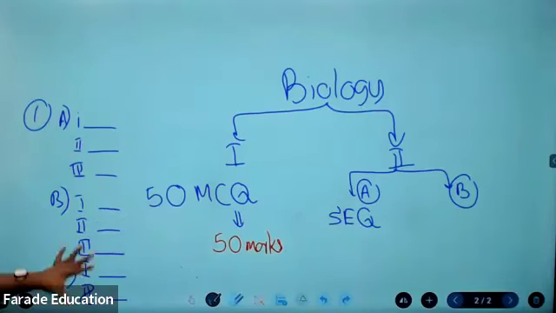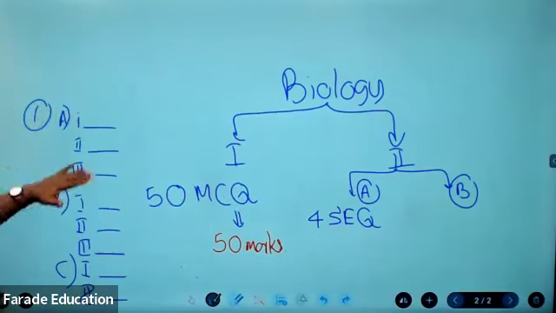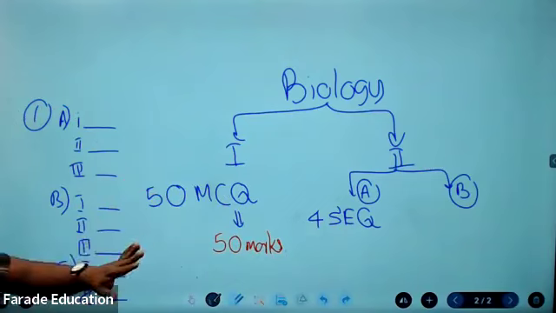So in the SEQ paper, you get 4 structured essay questions. One comprises a lot of subparts. About 1.5 to 2 pages are there for one SEQ question. So usually you have about 6 pages for the SEQ paper.